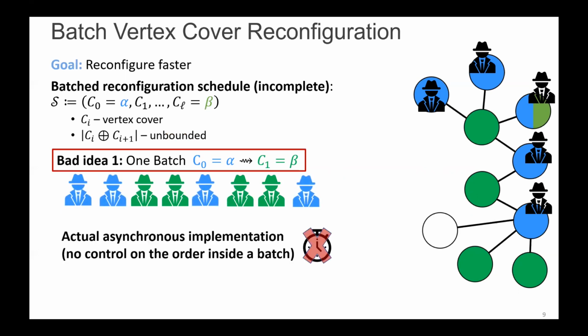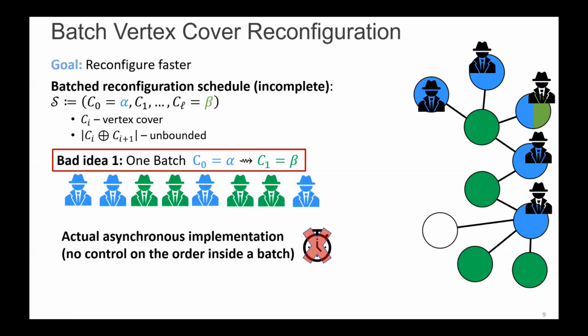But if you look at the system where you want to monitor some things, you see that it's actually an asynchronous implementation of these changes, and we cannot assume that all of them happen exactly at the same time, even though they are in some batch. So what we assume here is that we don't have control over the order inside a batch. We don't know in which order these changes to the current vertex cover will be executed.